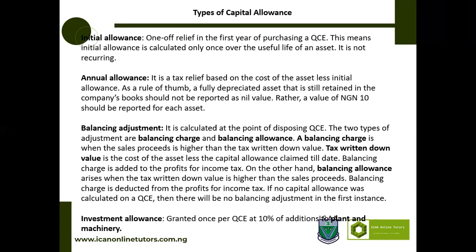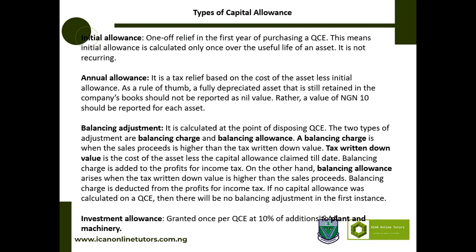What is balancing charge? If a company disposes of an asset and makes a profit, as an accountant, I'll be comparing my sales proceeds with the net book value of the asset. If the sales proceeds are greater than the net book value of the asset, I will have a profit. And whenever I make a profit, the profit will be added as part of the other income of the company.